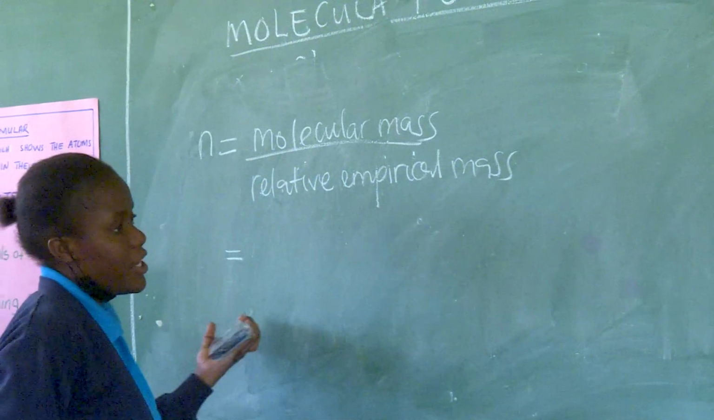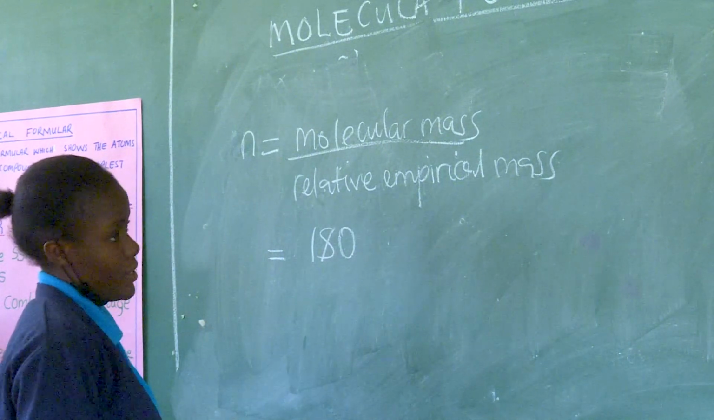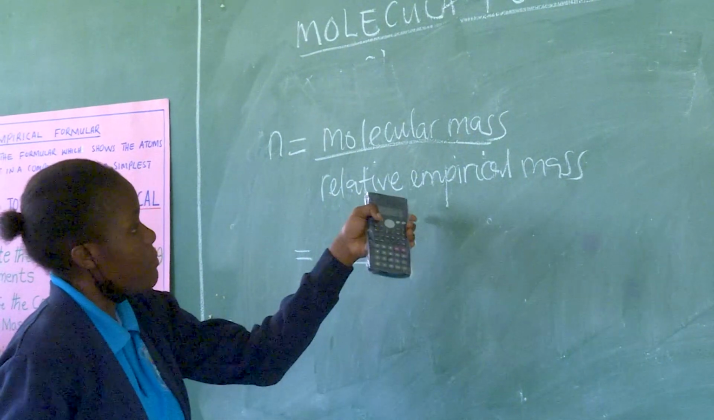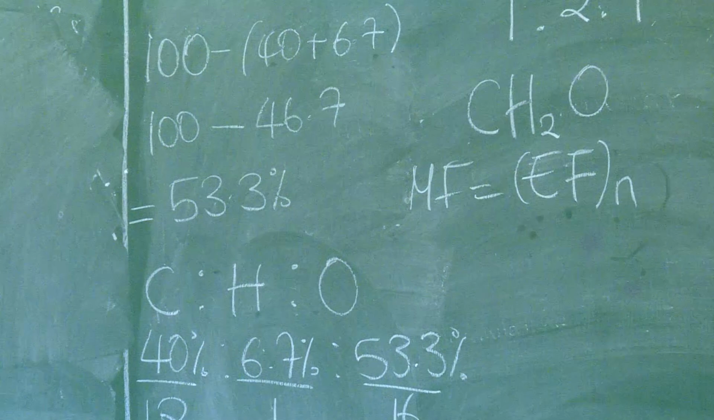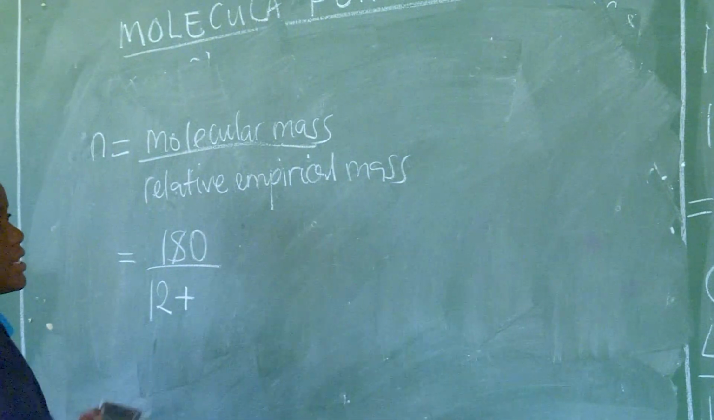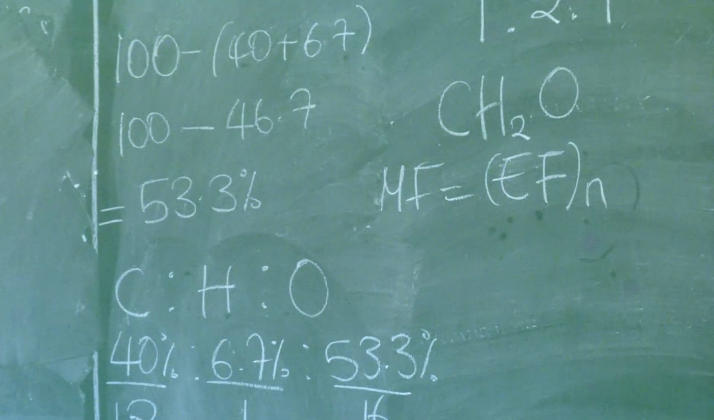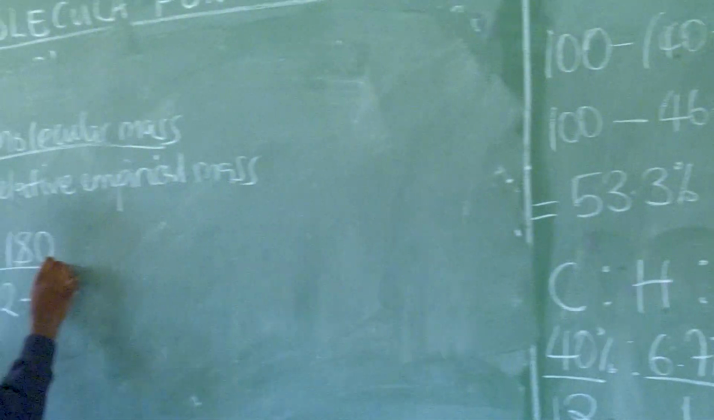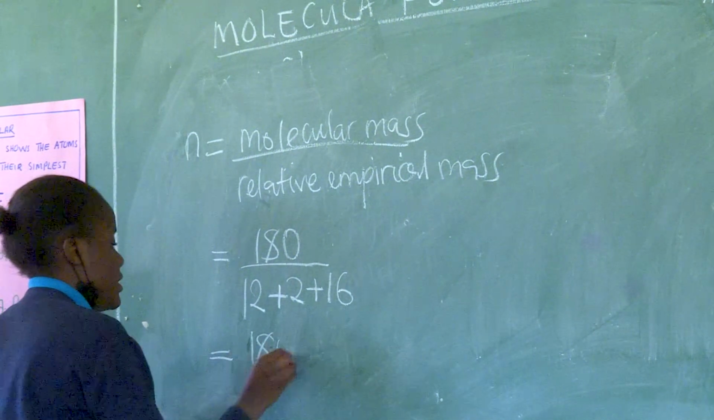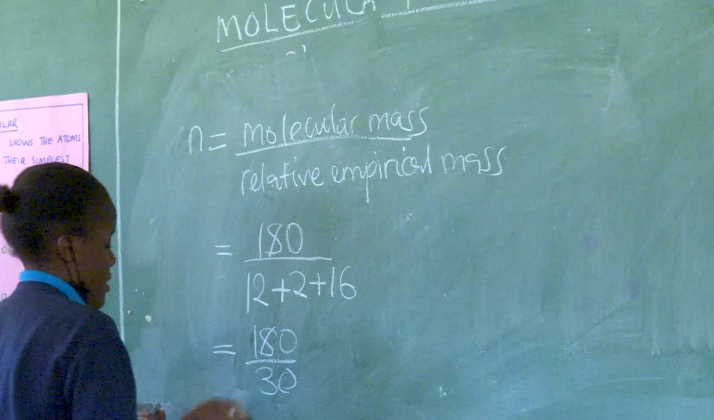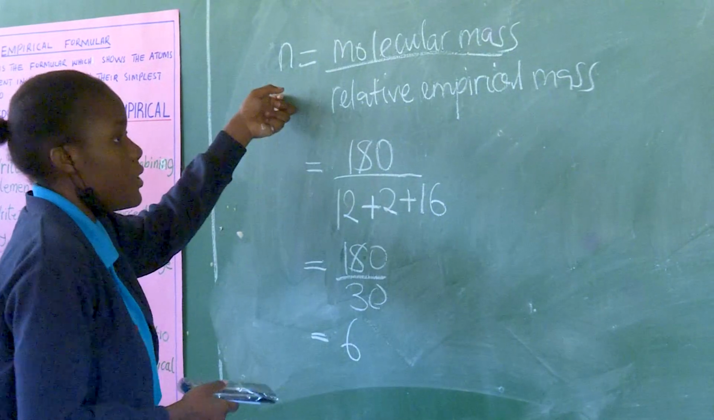Then, the molecular mass we've been given is 180 in the equation. And then we look at the relative empirical mass. So we go back to the empirical formula. The mass number for carbon is 12, plus the mass number for hydrogen is 1, and since there are 2 there, we put 2, plus the mass number for oxygen, which is 16. So this would be 180 divided by 30, which gives us 6. So it means our multiple is 6.